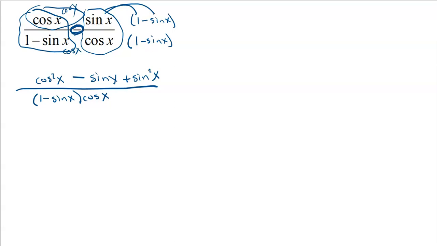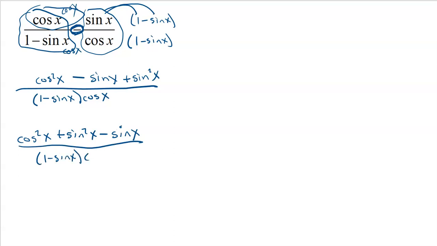Okay, now, check this out. I got a cosine squared and I got a sine squared. So again, you could rewrite the order of that. That's going to be cosine squared of x plus sine squared of x minus sine of x. You could change the order as long as everybody maintains their sign. The sine is still negative. The sine squared and the cosine squared are both positive. All divided by 1 minus sine of x times cosine of x.